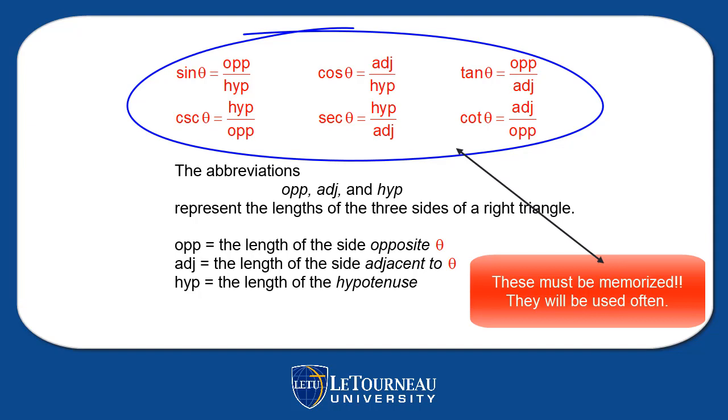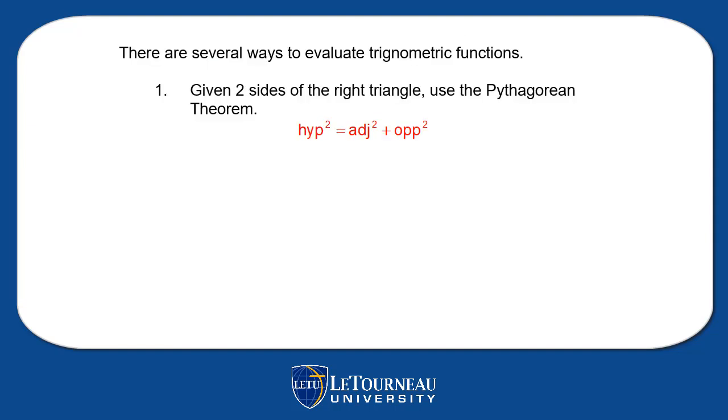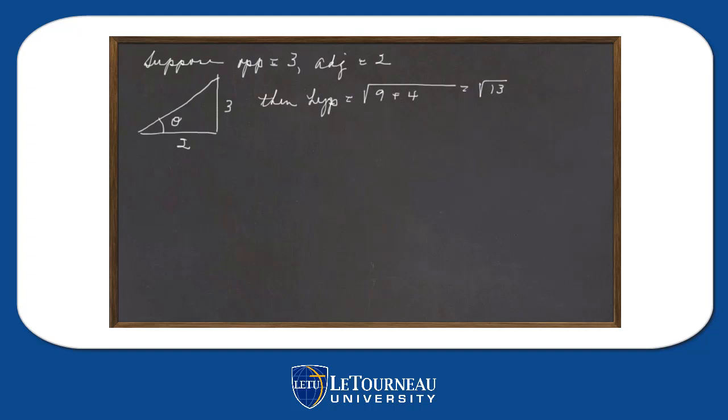All right, let's next do examples. There are several ways to evaluate trig functions. Given two sides of the triangle, use the Pythagorean theorem to find the third side. Then you will know the opposite, the adjacent, and the hypotenuse and be able to do the functions. So suppose the opposite is 3, adjacent is 2. Then the hypotenuse is the square root of 9 plus 4, the square root of 13.